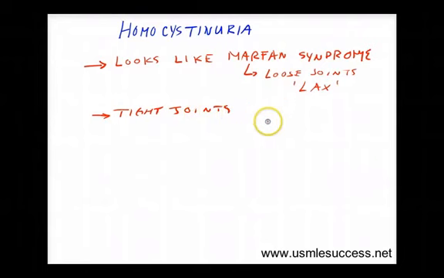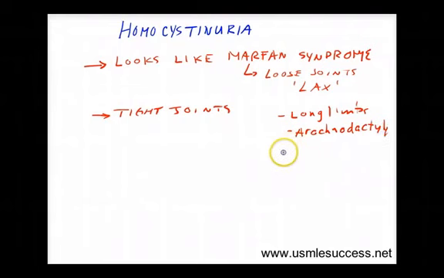So we still see things such as those long limbs. We still see things such as arachnodactyly. We also see curvature of the spine, like scoliosis, being very common amongst these people.